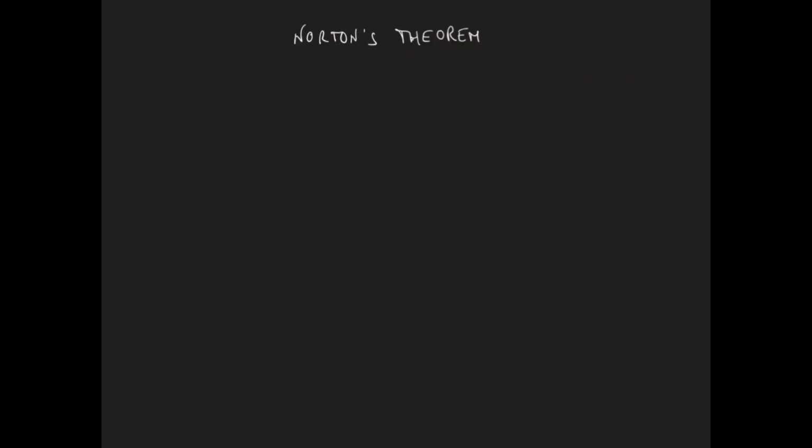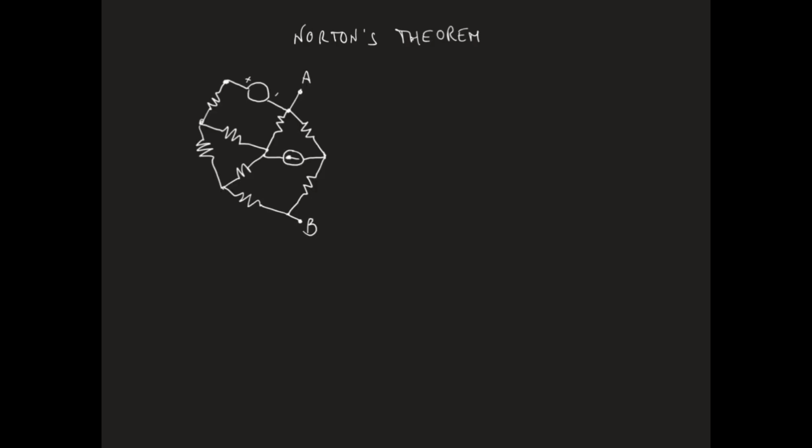Norton's theorem is another tool for analyzing complex networks. Like Thevenin's theorem, it takes a complex network and replaces it with a simpler one. The only difference is that instead of having in the equivalent circuit a Thevenin voltage source in series with a Thevenin resistance, the Norton equivalent circuit consists of a current source in parallel with a resistance. This resistance happens to be the same as the Thevenin resistance.